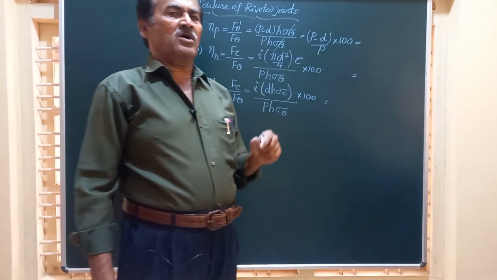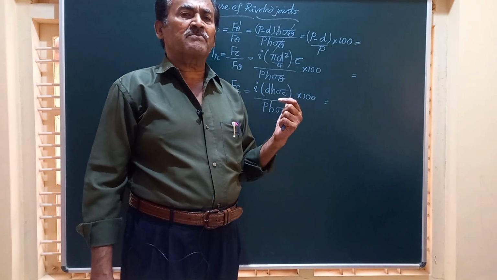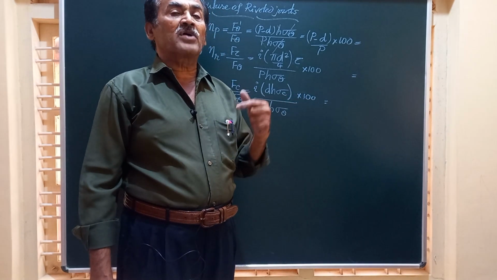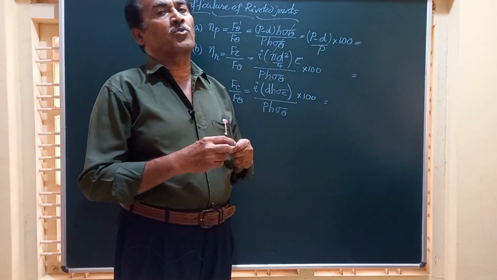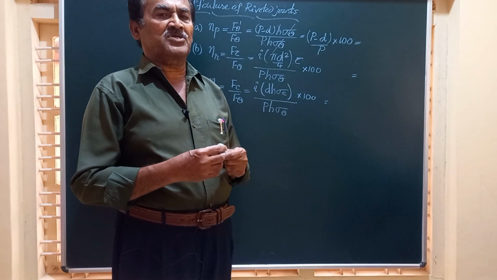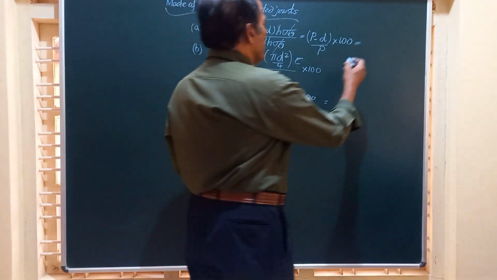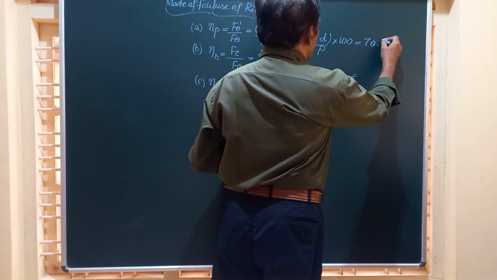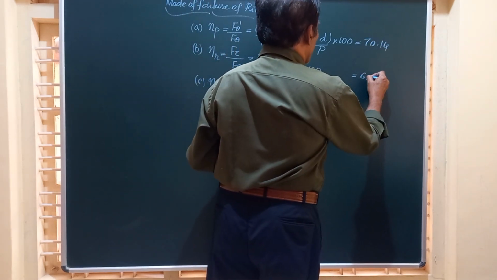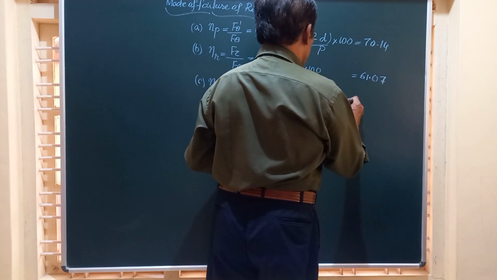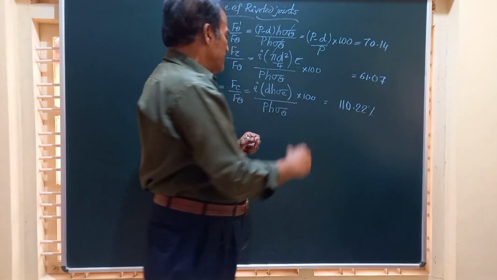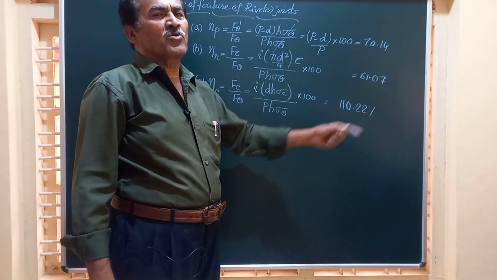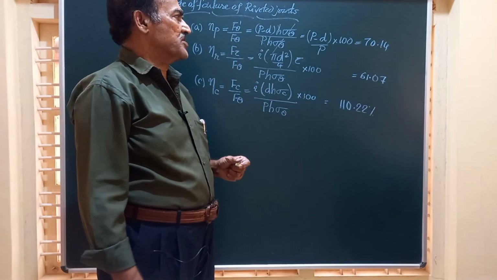So in all the joints, this is going to be the last step of calculation, where you will be asked to find out what is the efficiency of the joint and what is the mode of failure of that particular joint. Say friends, in a problem we have got this as 70.14, 61.07, and this is 110.22%. It is possible in case of crushing to get more than 100% or around 100%.